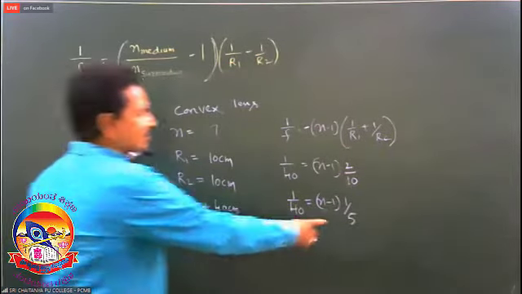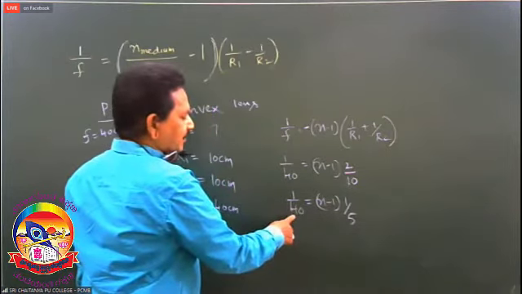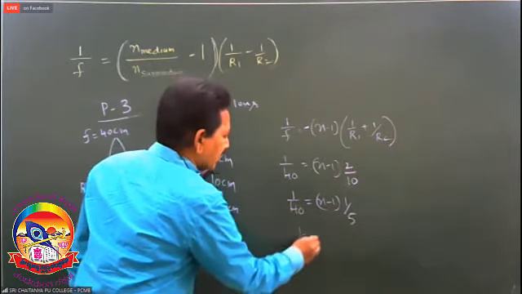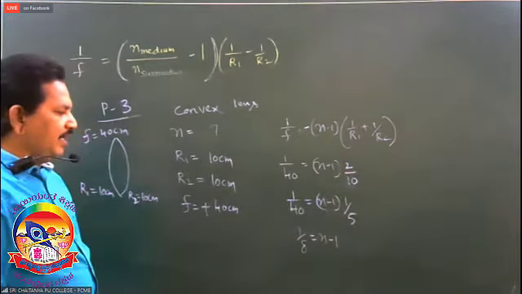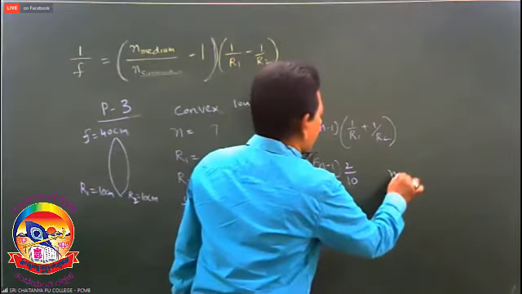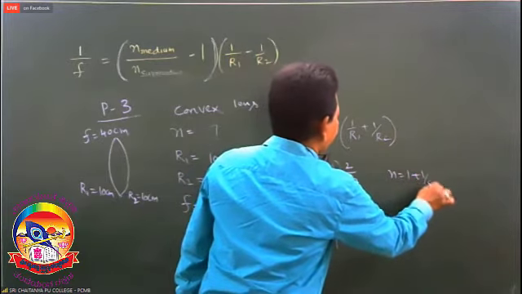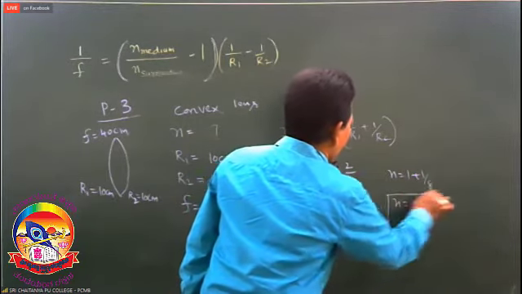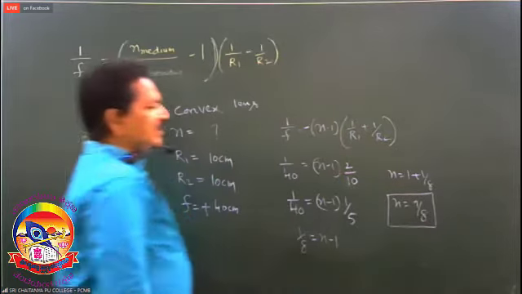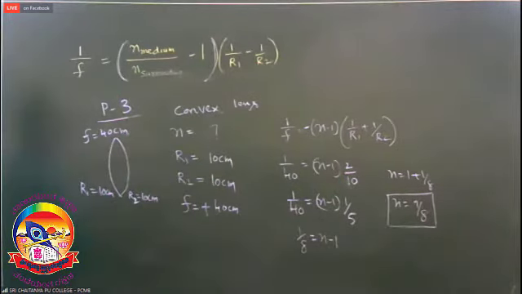5 ones are 5, 5 eights are 40. 1 by 8 is equal to N minus 1. N is equal to, minus 1 comes to this side, 1 plus 1 by 8. 1 plus 1 by 8 is equal to 9 by 8. This is the refractive index of the material of the lens.